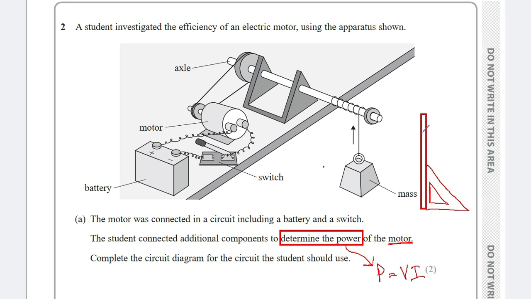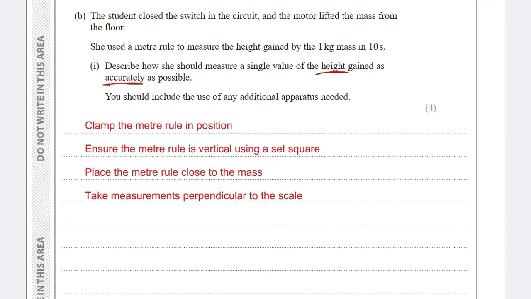So these are your 4 marking points. I'm writing down the points for you to see. So again, these are your 4 marking points. To ensure that the meter rule doesn't move around while taking measurements, you have to clamp the meter rule in a fixed position. The height is a vertical distance, so you have to ensure that your meter rule is vertical, and you do that using a set square. And place the meter rule close to the mass. Also take measurements perpendicular to the scale to avoid parallax error.